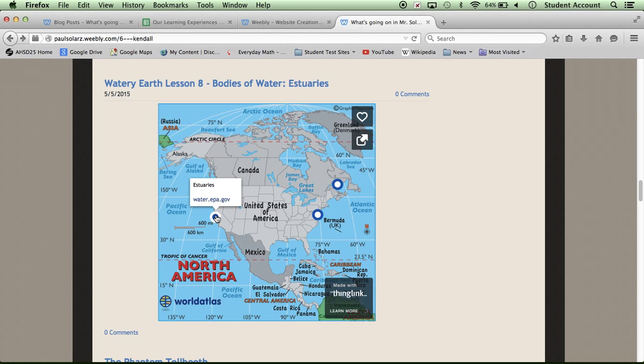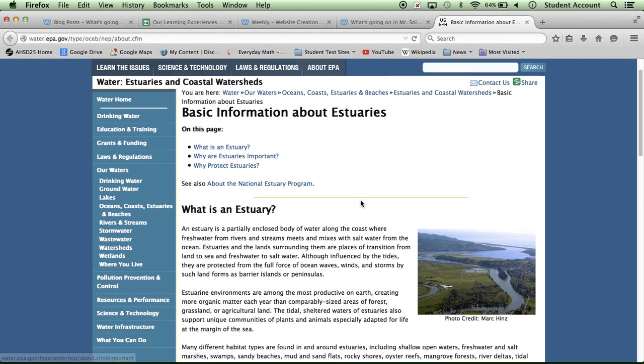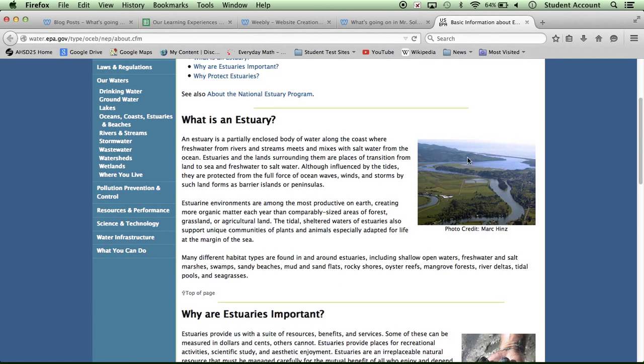So the first one is just basic information about them. What an estuary is: it's a body of water, but it's partially enclosed, along the coast, and it's a transition from the ocean, and it changes into the rivers and streams. When this transition is happening, the salt water mixes with the fresh water.